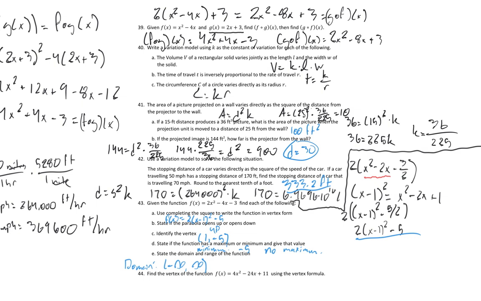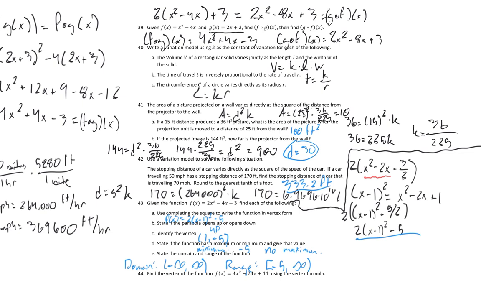Now what about the range? Well, we know the minimum, and we know there's no maximum, so we know it keeps going. So our range, I'd say, is negative 5 to infinity, with negative 5 in the square bracket here. Included. Okay.